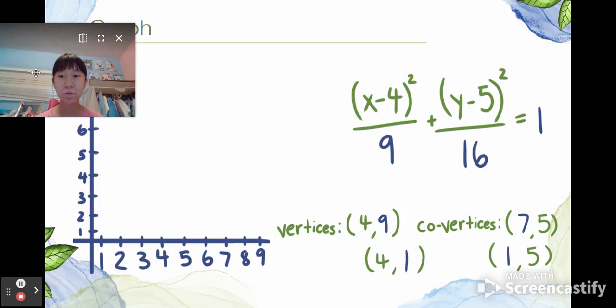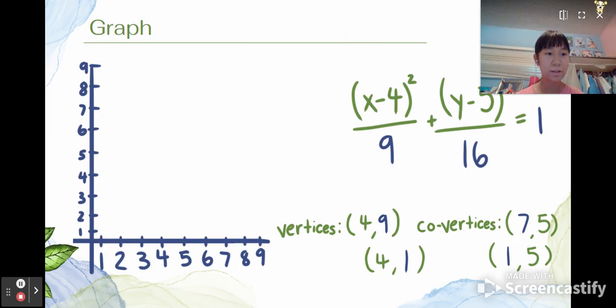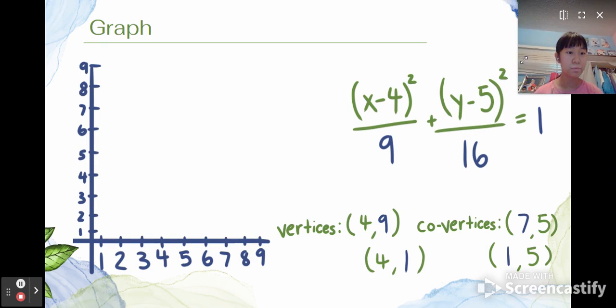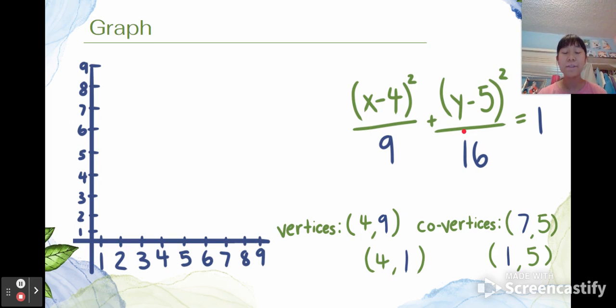Let me move my picture. I'm not exactly sure where I should move this. So now let's start to graph. So let's graph our center first, which is 4, 5. Let's graph that 4, 5.